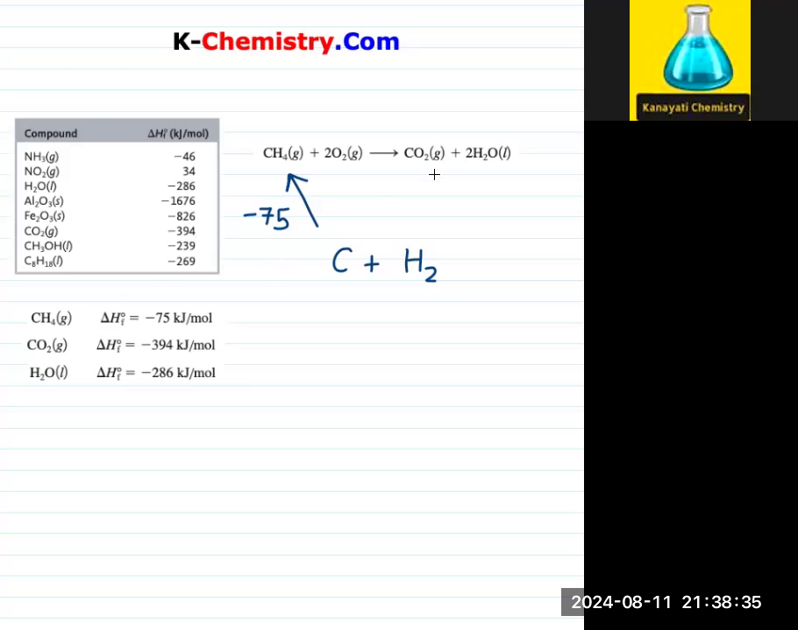And if you want to form carbon dioxide from carbon and oxygen, you are going to need minus 394 kilojoules. And if you want to form water, you will need minus 286. But take care, this is the formation of 1 mole of water only, but here there are 2 moles. So we have to say that this is minus 286 multiplied by 2.